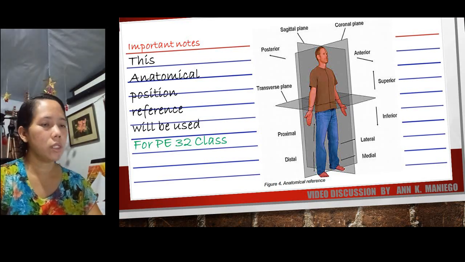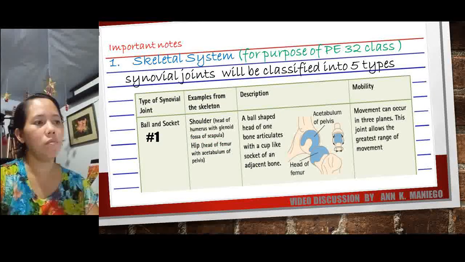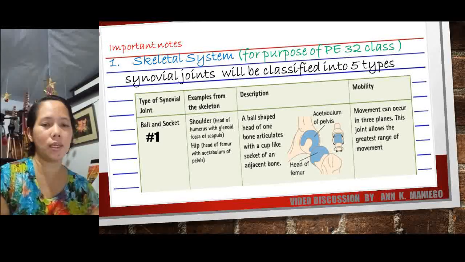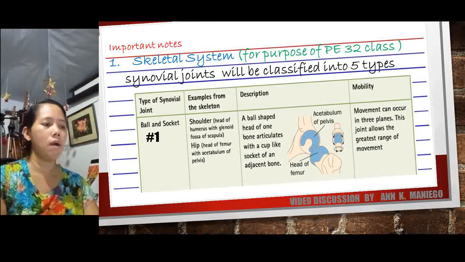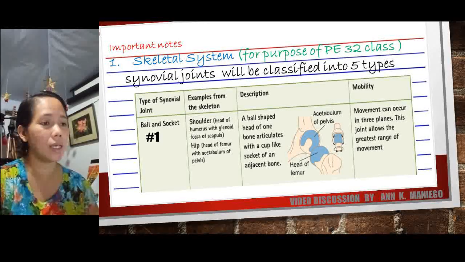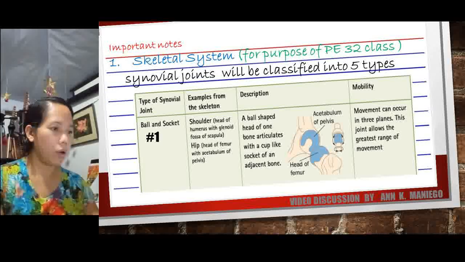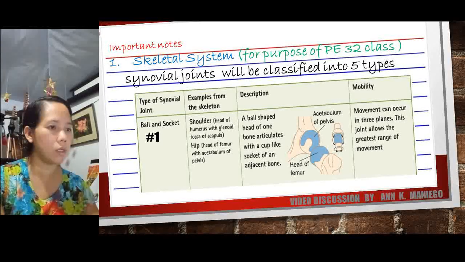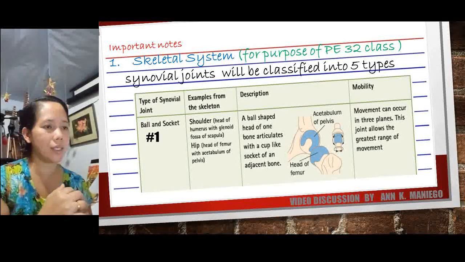Okay. So still we are under skeletal system. For the purpose of PE32 class, synovial joints will be classified into 5 types. No, 5 ka klase sa synovial joints. Number 1 is what we call the ball and socket. So, ball and socket, inana ang iyahang description: a ball-shaped head of one bone articulates with a cup-like socket of an adjacent bone. So, ga-partner sila.